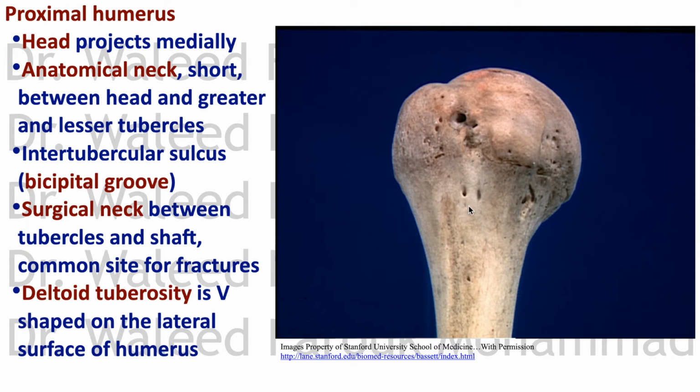Most fractures of the humerus are in the surgical neck. Lower down in the middle of the humerus, on the lateral side, there is a V-shaped tuberosity for the attachment of the deltoid muscle, called the deltoid tuberosity. It's not seen here.